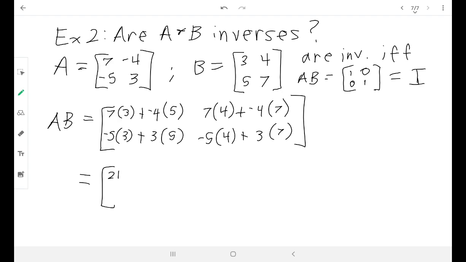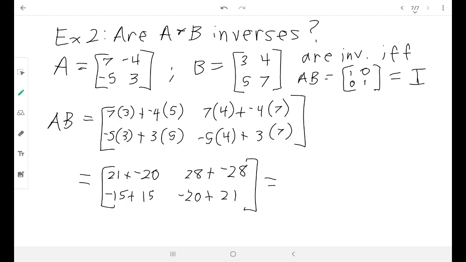7 times 3 is 21, plus -4 times 5 is -20. 7 times 4 is 28, plus -4 times 7 is -28. -5 times 3 is -15, plus 3 times 5 is 15. -5 times 4 is -20, and 3 times 7 is 21. And so we get 1, 0, 0, 1 as our product of the multiplication of those two matrices. So the answer is then yes, A and B are inverses.